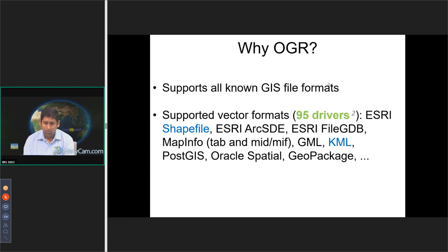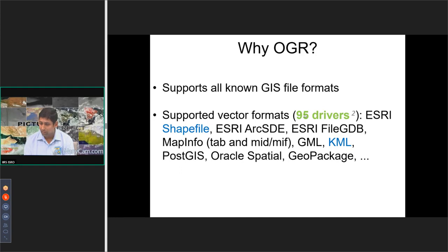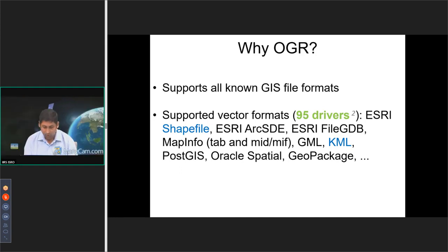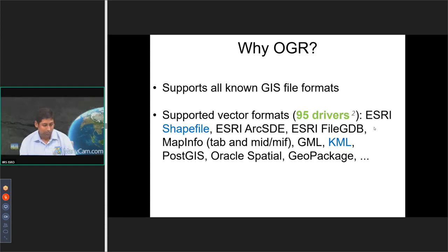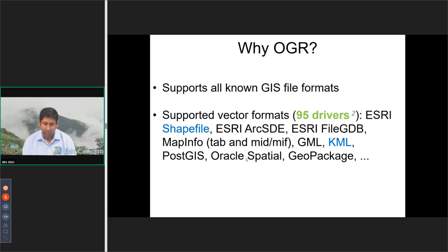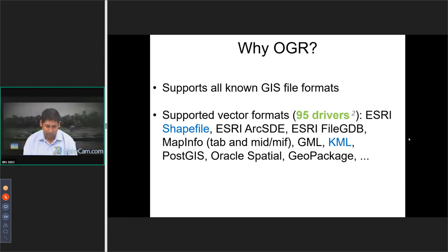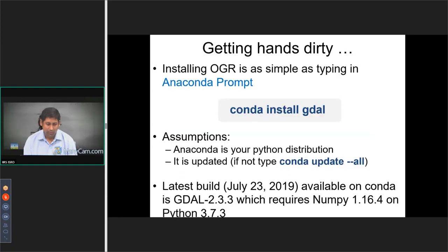OGR supports all known file formats. Their website says 95. Every file format you have possibly heard of, you can work with in OGR, including shape files, KML, ELVIS file, Saga file, MicroStation DGN files, GeoPackage, and different databases like Oracle Spatial, PostGIS, and so on. So this is all generic information.